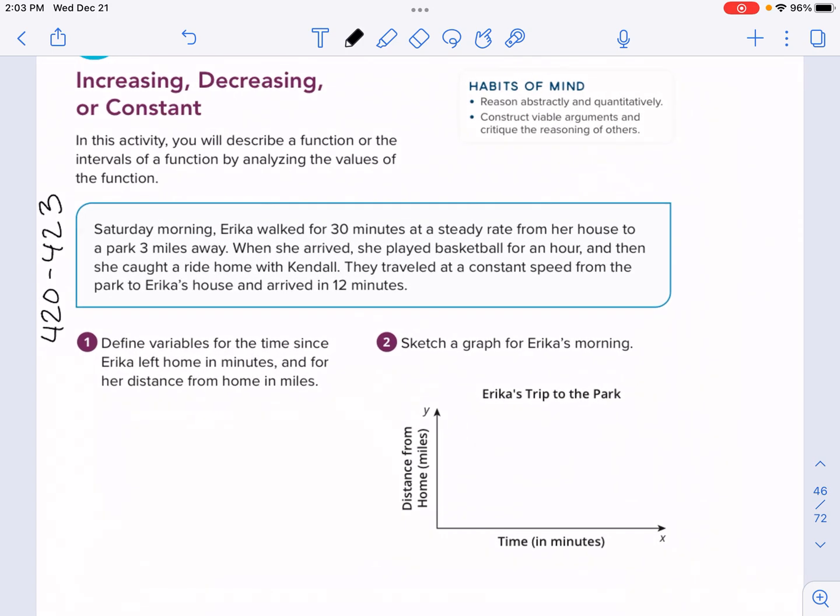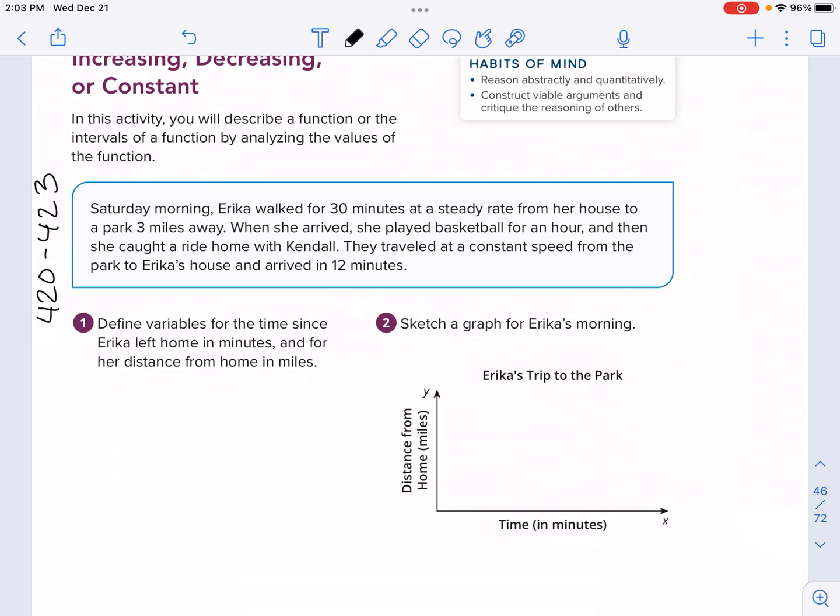So our situation here, it says Saturday morning, Erica walked for 30 minutes at a steady rate. Let's go and highlight that. From her house to a park that's 3 miles away. When she arrived, she played basketball for an hour. And then she caught a ride home with Kendall. She traveled at a constant speed from the park to Erica's house and arrived in 12 minutes. So let's go and answer some questions and represent this scenario.